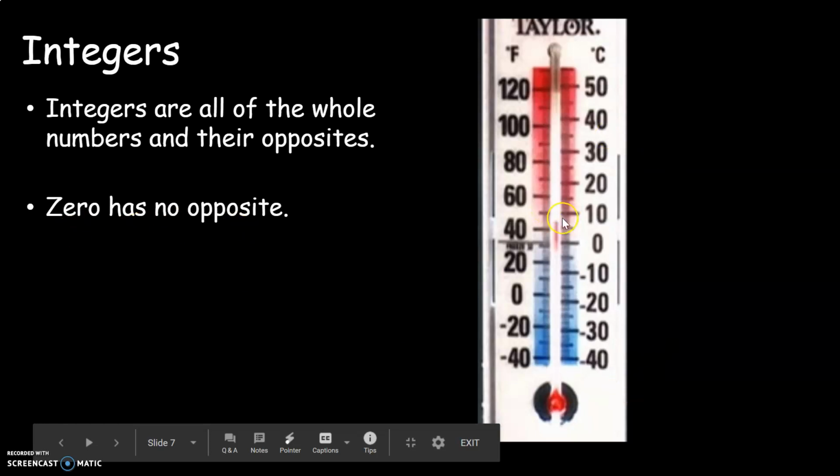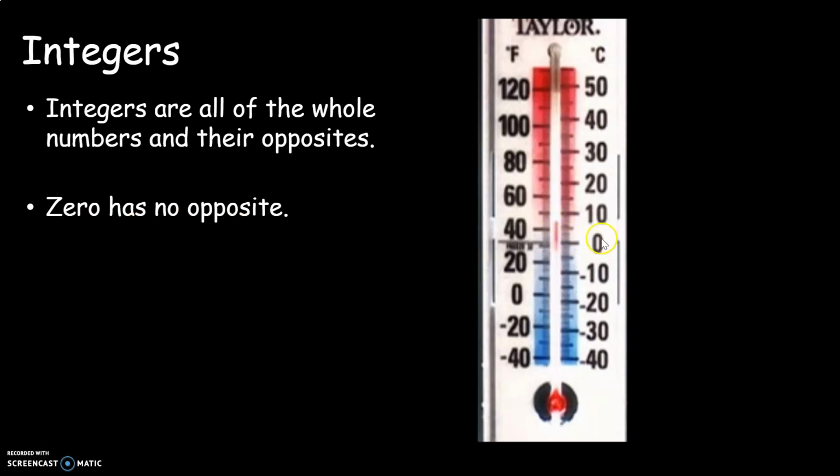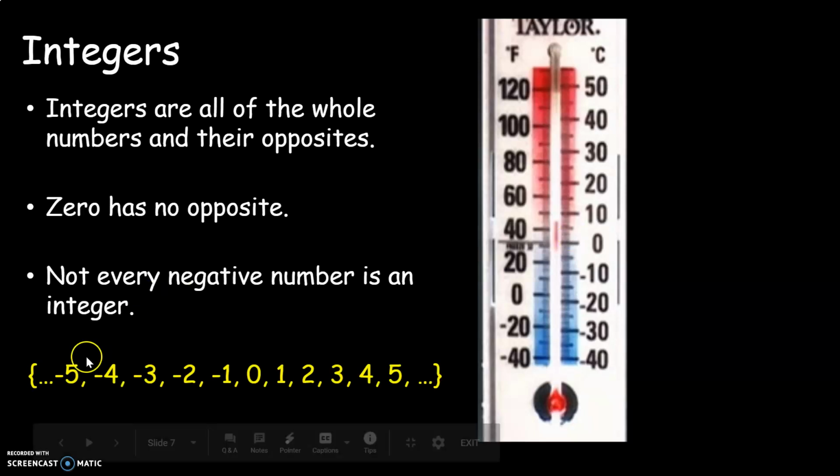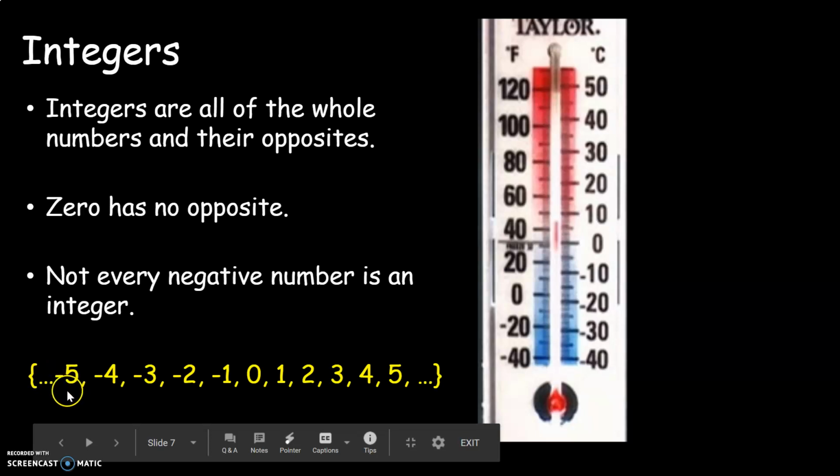Now 0 does not have an opposite. 0 is right in the middle of all of our integers. So not every negative number is an integer. Now this might seem a little confusing right now, but once I get to the next slide, you'll understand why not every negative number is an integer. So going back to this, the integer set is going to be any number and their opposite. As you can see on here, -5 has an opposite of +5, -4 and 4, and so on.